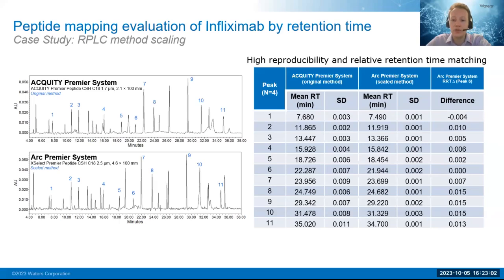In this slide, we chose 11 representative peaks to analyze the scaled method's ability to reproduce retention times similar to the original method. So using peak 6 as the reference peak, the relative retention time was calculated for the selected 11 peaks. Looking at the table, both instruments were able to reliably reproduce the peptide profiles with retention time standard deviation below 0.01, while maintaining separation selectivity between methods with relative retention times below 0.02 for quadruplicate injections.